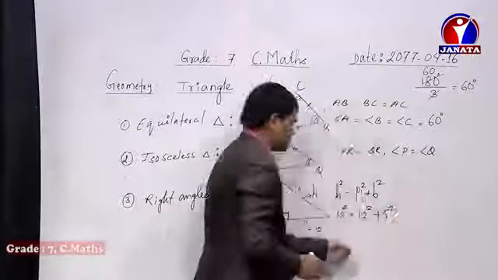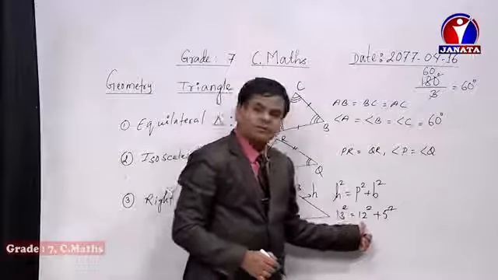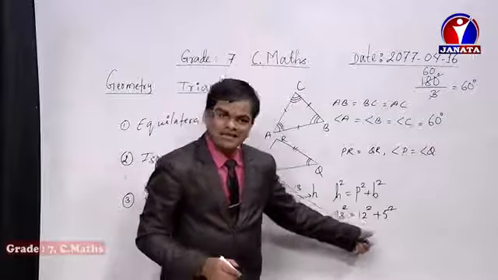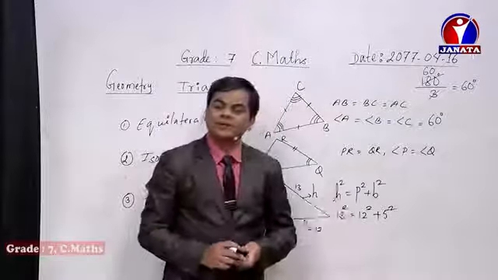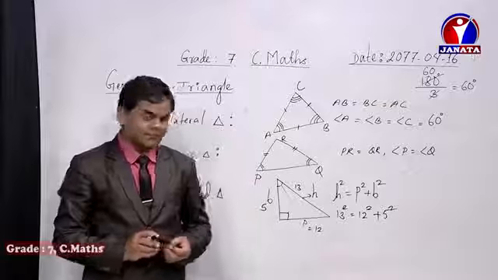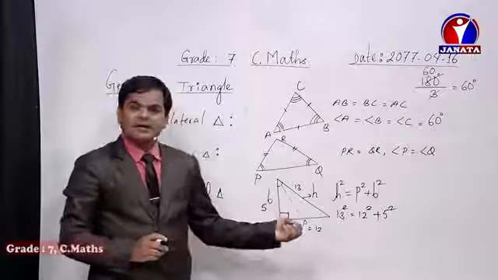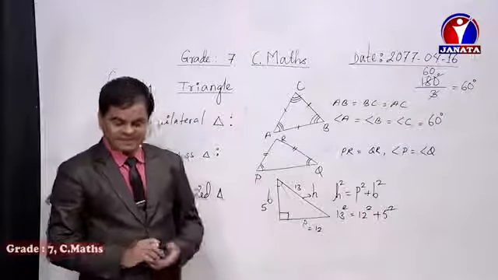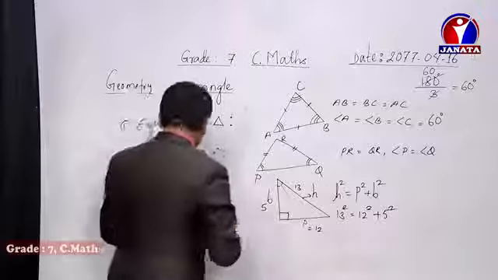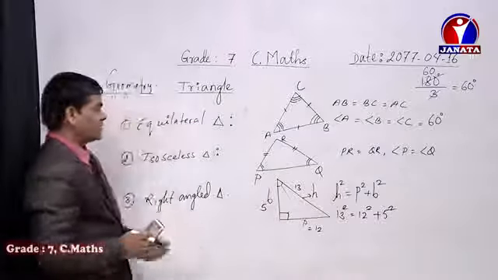That means the sum of squares of the perpendicular and base exactly equals the square of hypotenuse. That theorem is known as Pythagoras theorem. And every time, whether the triangle is bigger or smaller, we get this theorem in each and every right angle triangle. So this is the concept of right angle triangle.